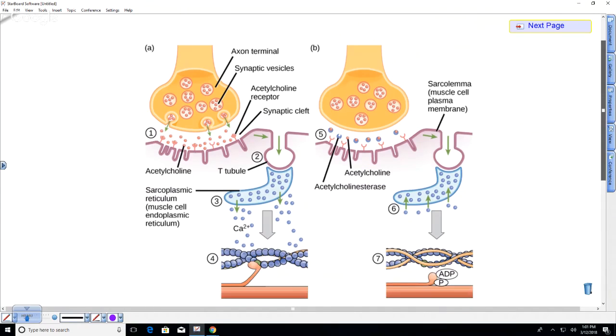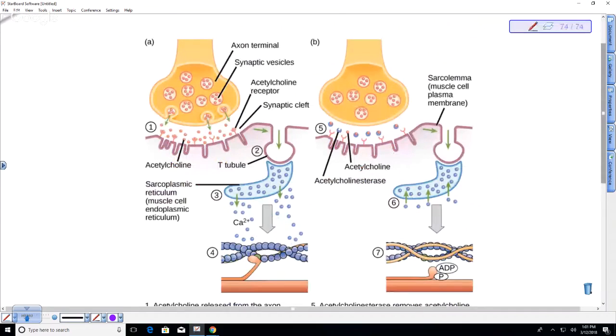So this is my motor neuron. These are my vesicles that are filled with neurotransmitters. Once an action potential gets to the end of my motor neuron, it can release that neurotransmitter. And in this case, they're showing acetylcholine is the neurotransmitter. So notice that the acetylcholine binds to receptors that are on the outside of the skeletal muscle. It then causes the depolarization, then causes calcium to be released.